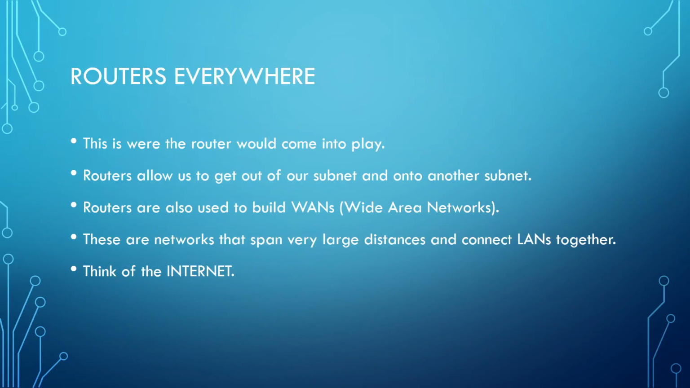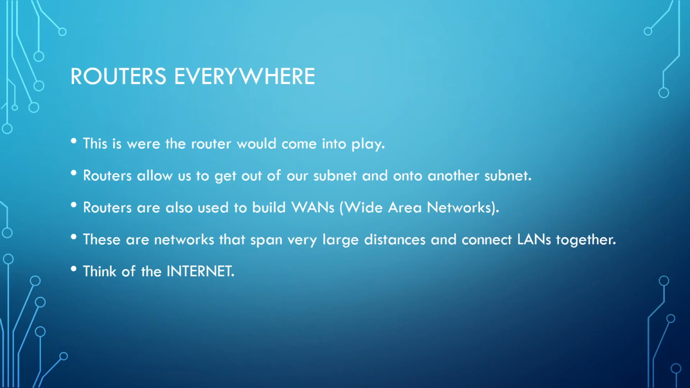So a router, its primary job is just to allow you to get off your network and talk to somebody who's on another network. That's all it does. And routers are used to build wide area networks. A wide area network is a large network which spans many miles, and all a wide area network does is connect multiple LANs together. A prime example of a wide area network is going to be the internet.